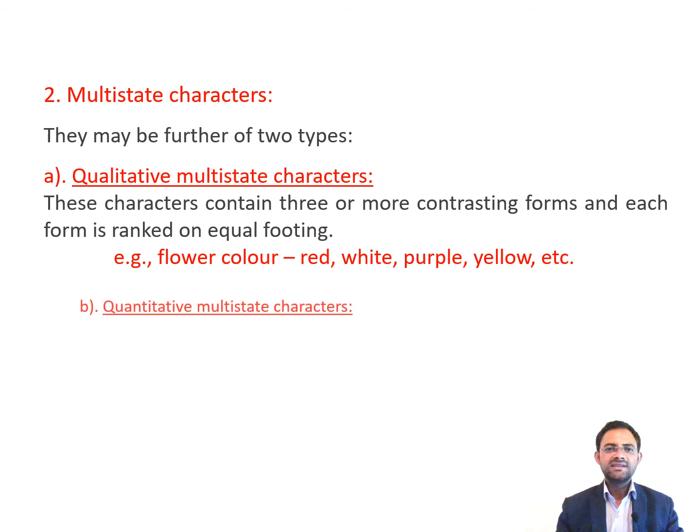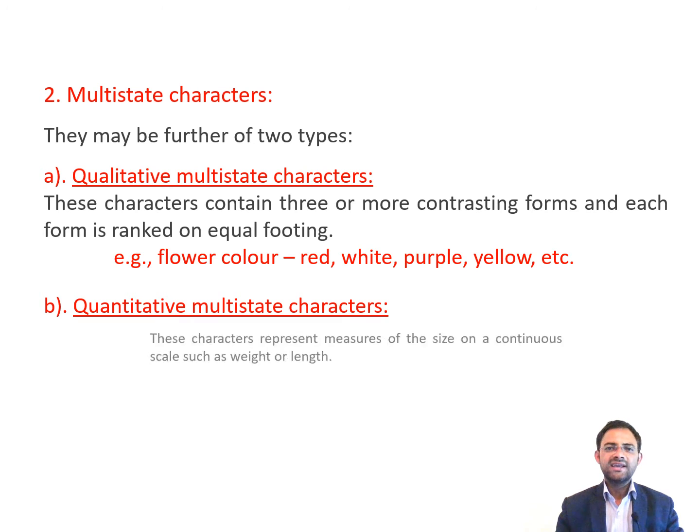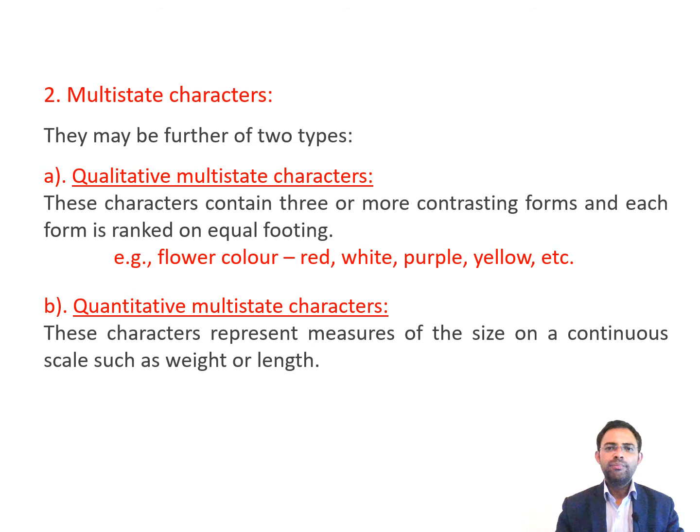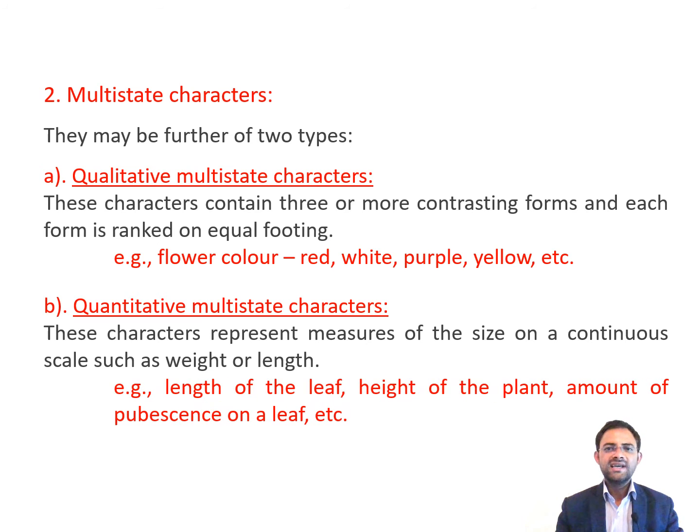The second one is the quantitative multi-state characters. These characters represent measures of size on a continuous scale such as weight or length. For example, the length of leaves, height of the plants, amount of pubescence on a leaf of a plant, etc.